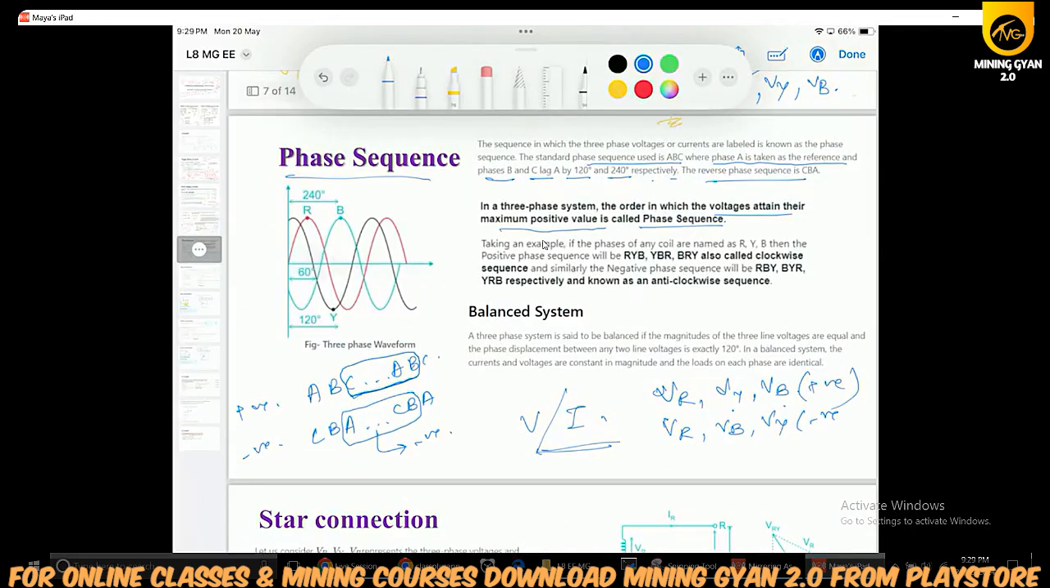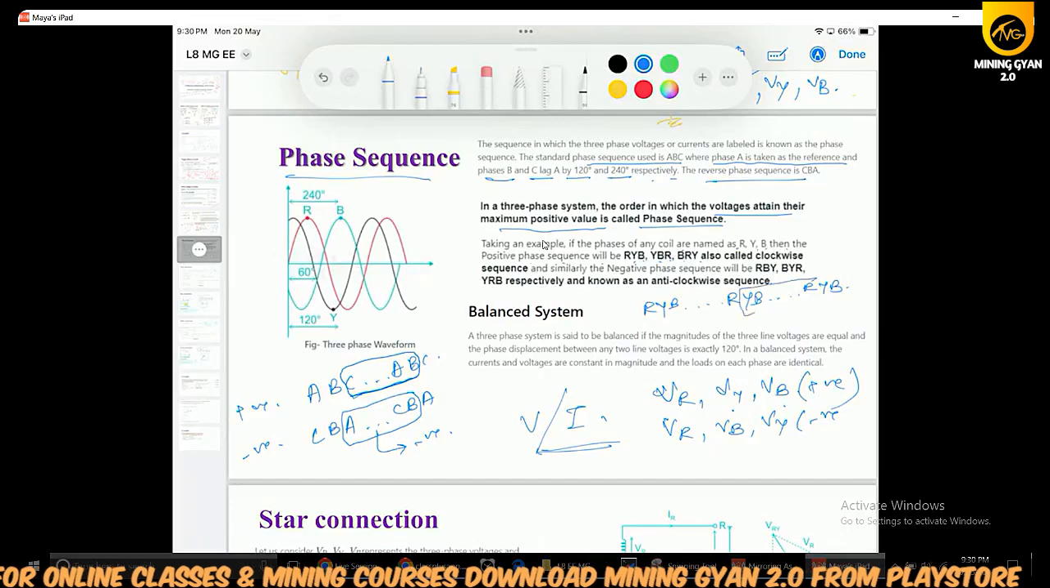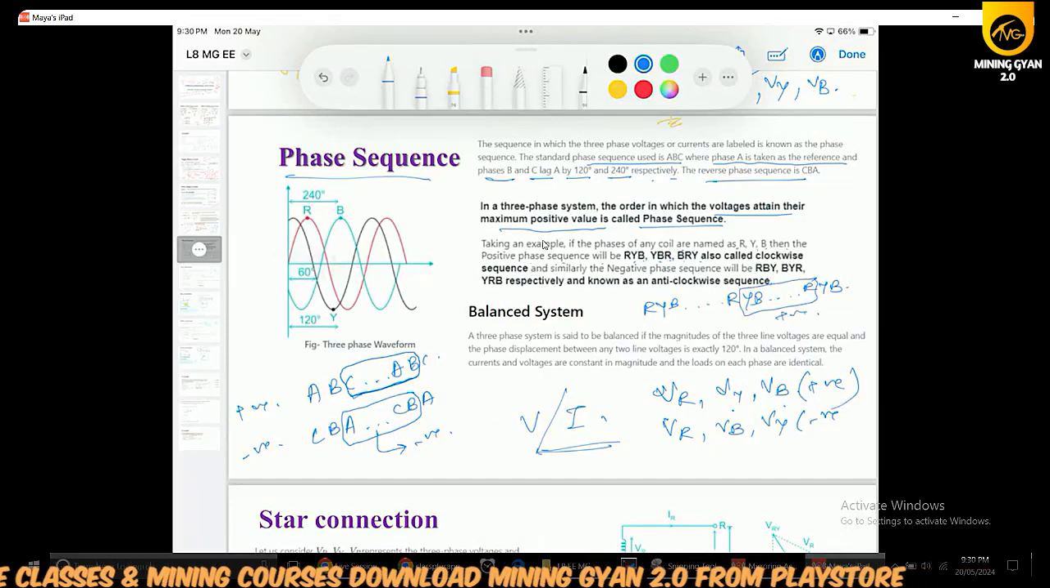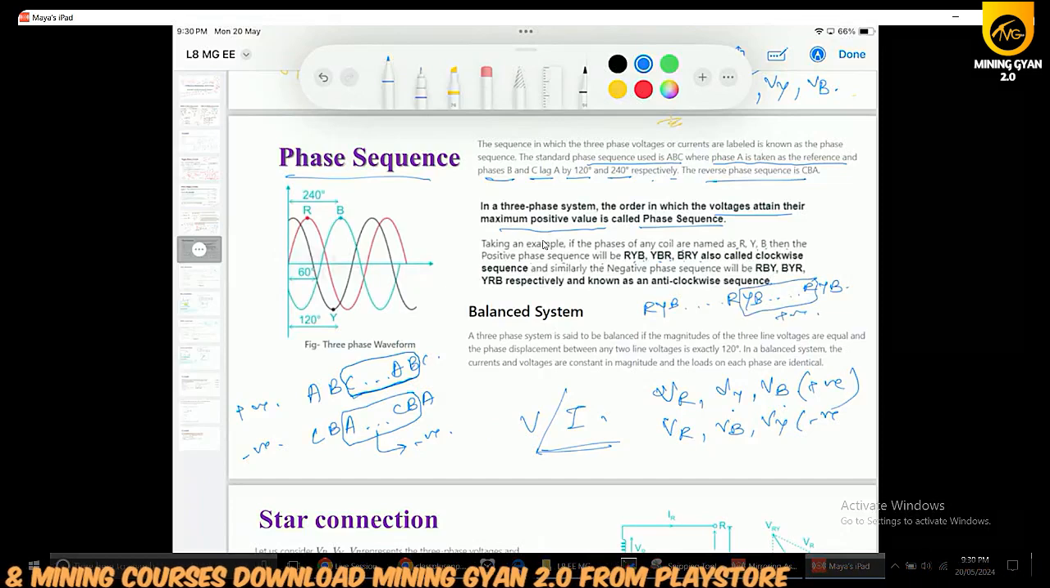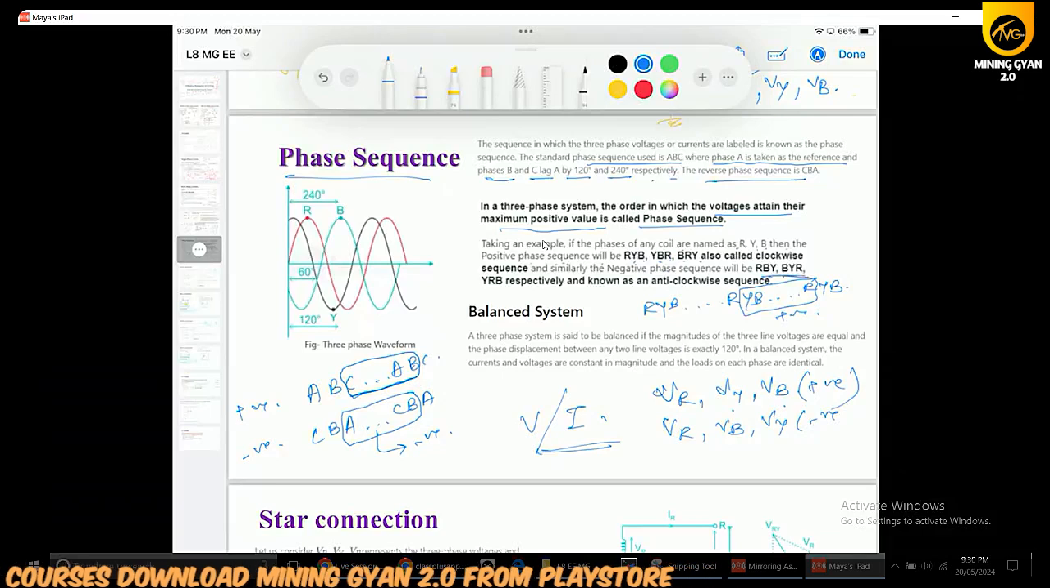Now, taking an example, if the phases of any coil are named as RYB, then the positive phase sequence will be RYB or YBR or BRY. So YBR will also be a positive phase sequence. Likewise, you can get the sequence for negative phase sequence also.